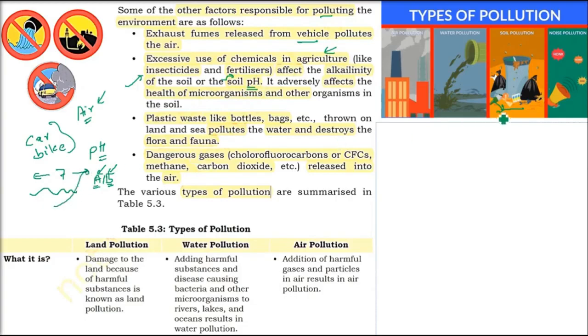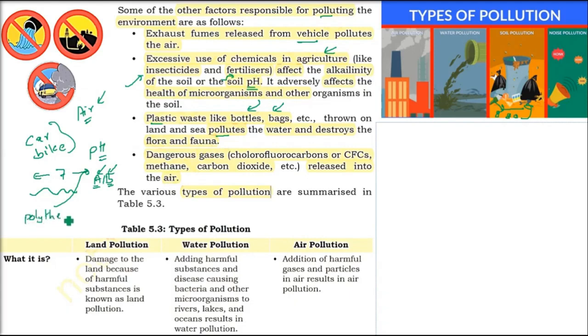So the pH value is dangerous for water and also for soil, because the plants have to grow and the microorganisms have to live. I talked about plastic. These are the most dangerous ones, like the bottles and the poly bags. Whenever they go, they pollute the water and destroy the flora and fauna.